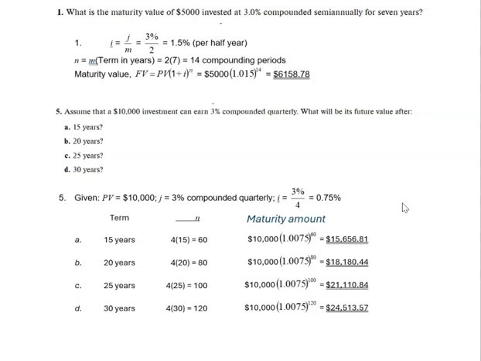And then you can see that if it's invested for 15 years, you'll have $15,656.81. 20 years, you're up into the 18,000s. 25 years, you're at 21,000. And 30 years, you're going to have $24,513.57.